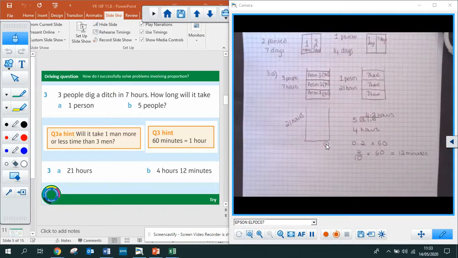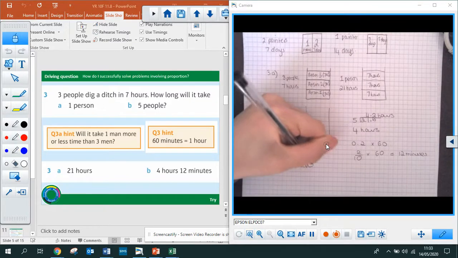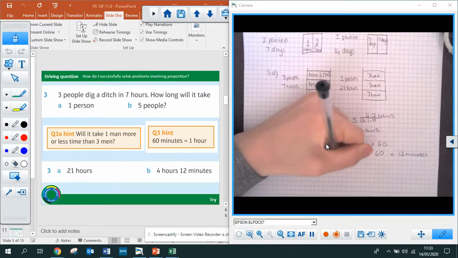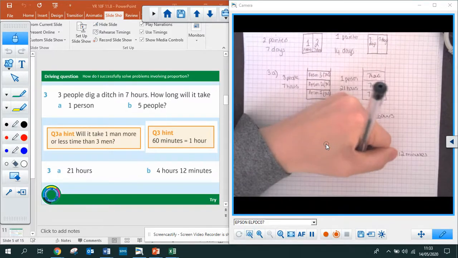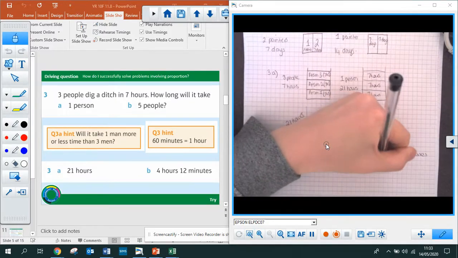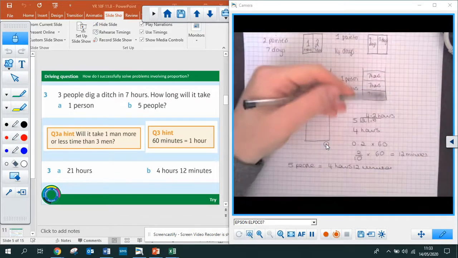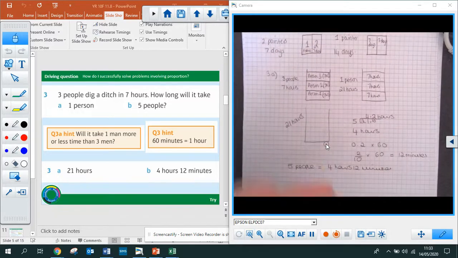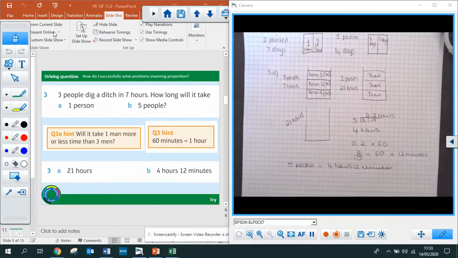So that means it's going to take 5 people 4 hours and 12 minutes to do that, okay? So I just had to divide the total amount of time that it takes to dig that ditch, so what it would take one person, by the number of people that would help, and that would tell me how long it would take for the job overall. Okay? So let's carry on.